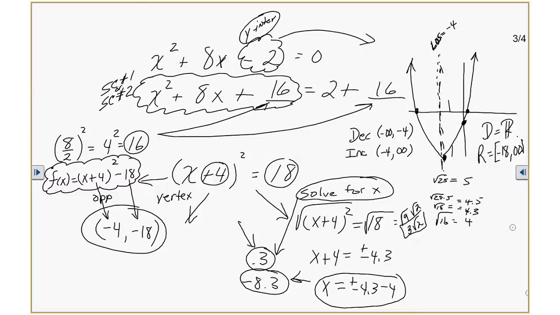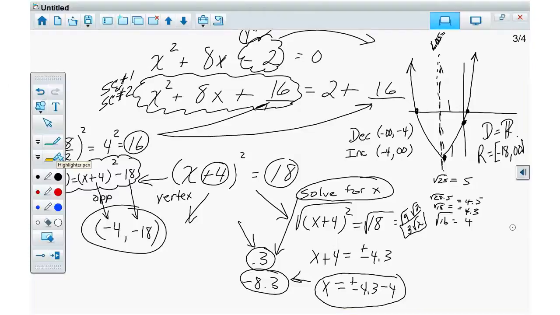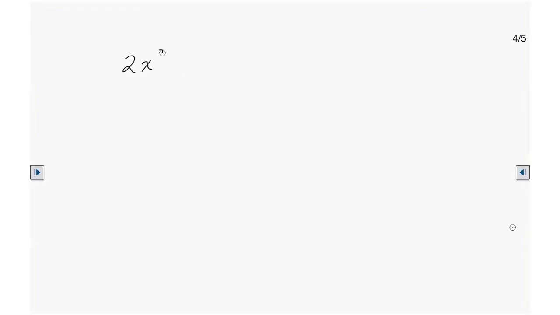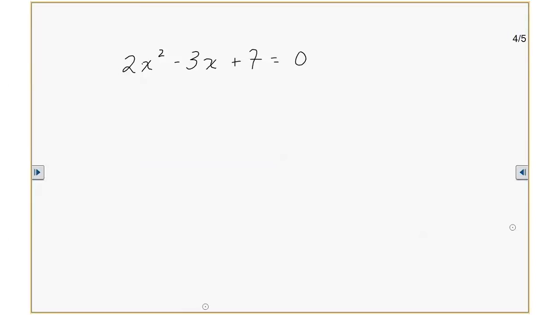All right? 2x squared minus 3x plus 7 is equal to 0. And after we do this one, we'll move on to something else.